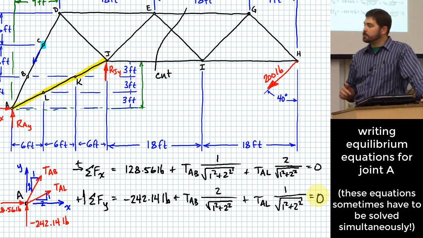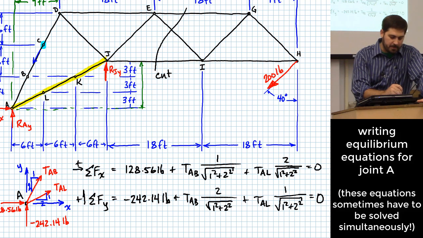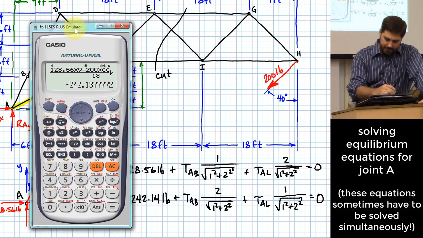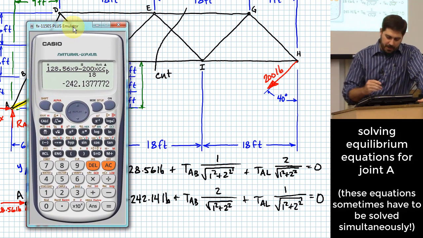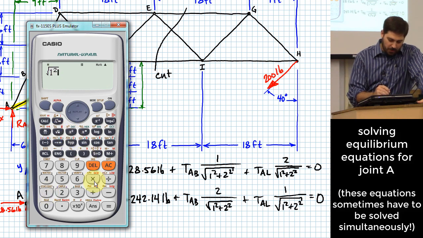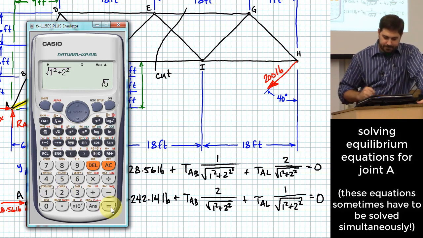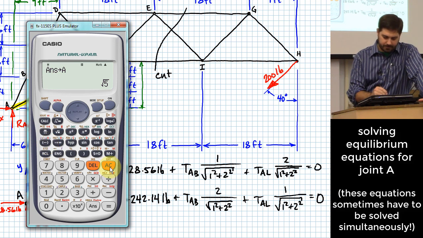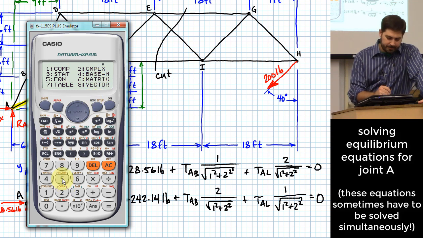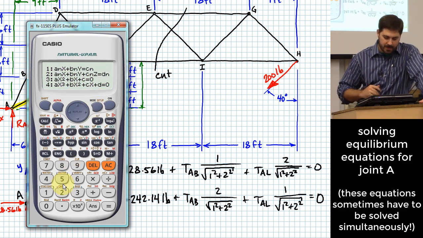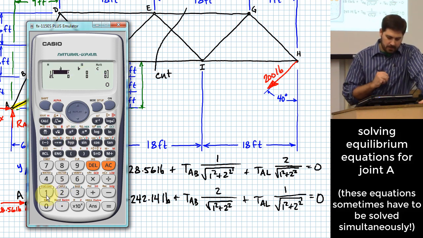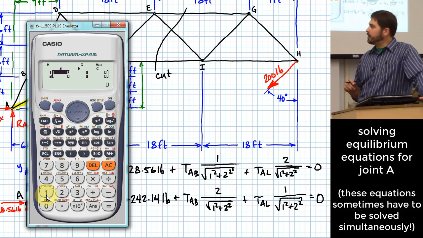So this is my little 2 by 2 system of equations, and solving it is not that big a deal as long as you have a nice little tool like this one. Before I really even get started, I'm going to take the square root of 1 squared plus 2 squared, and I'm going to store that. And once I've done that, I'm going to go into equation mode. So mode, option 5. Here I need a 2 by 2, and a 2 by 2 is implied by option 1. So now I need to put in my coefficients of my variables.